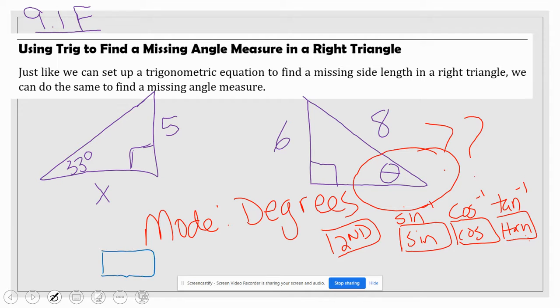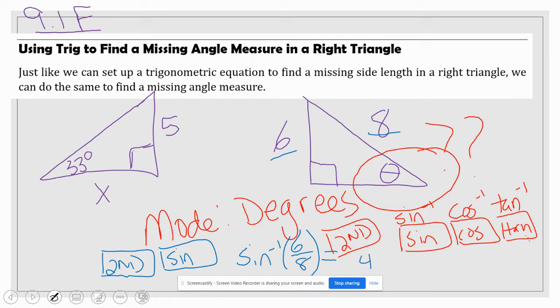We'll start with second and then sine. And on your screen, you should get sine to the negative first with a parenthesis. For this problem, we'll do 6 over 8 and equals, and if we've done that the right way, then you should get 48, and we're going to the tenths place again, so 48.6 degrees.